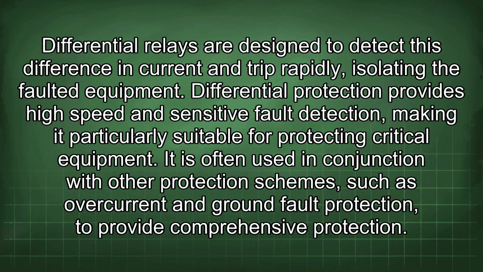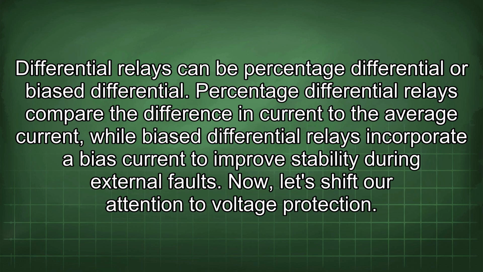Differential protection provides high-speed and sensitive fault detection, making it particularly suitable for protecting critical equipment. It is often used in conjunction with other protection schemes, such as overcurrent and ground fault protection, to provide comprehensive protection. Differential relays can be percentage differential or bias differential. Percentage differential relays compare the difference in current to the average current, while bias differential relays incorporate a bias current to improve stability during external faults.